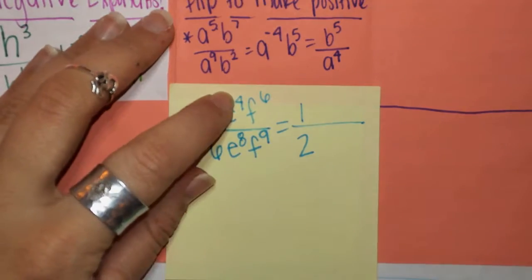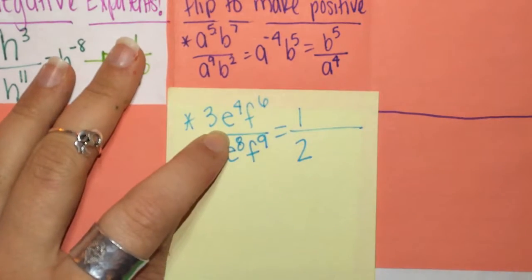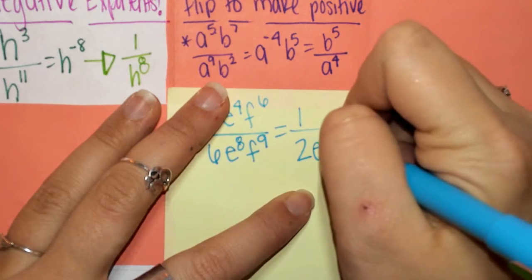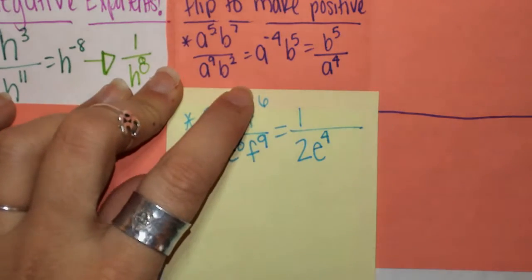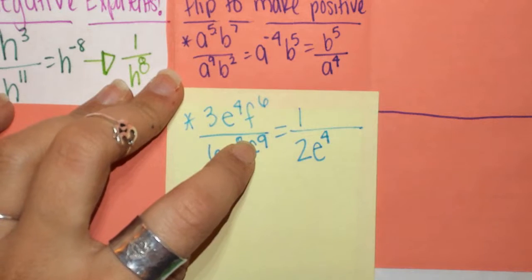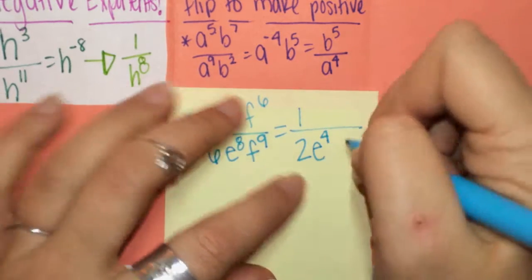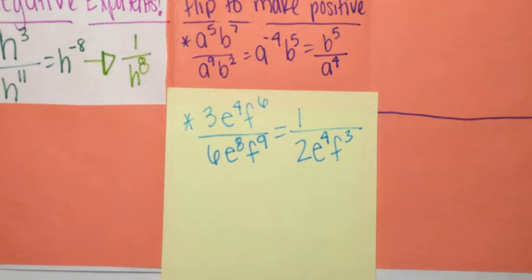Alright, now, what is 4 minus 8? Negative. Okay, so is that going to go on the top or on the bottom? And it's going to turn into a what? Positive. Okay. What is 6 minus 9? Negative 3. So is that going to go on the top or on the bottom? And what is it going to turn into? Look at us go.